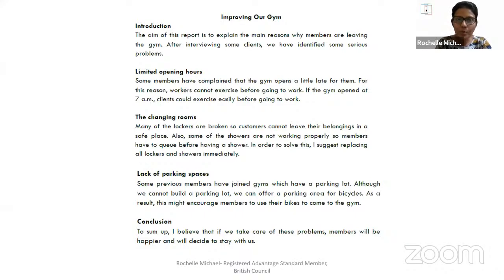But if you really see this specific report, there are certain areas where opinion and recommendation has come into the same section. For example, lack of parking space. As a result, this might encourage members to use their bikes to come to the gym. We can offer a parking area for bicycles. So here they are writing opinion.